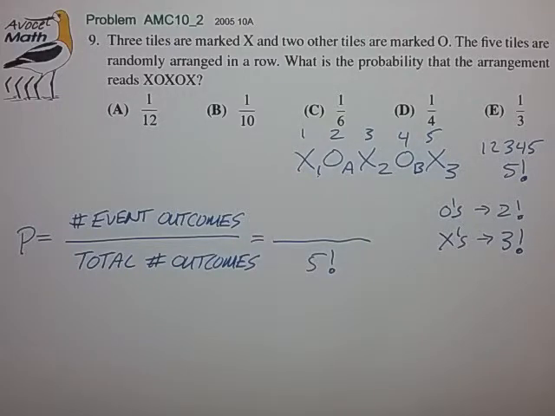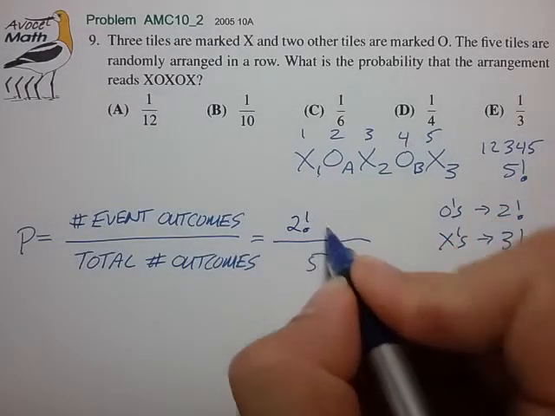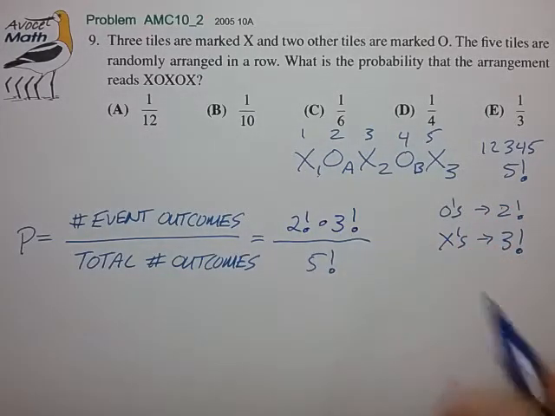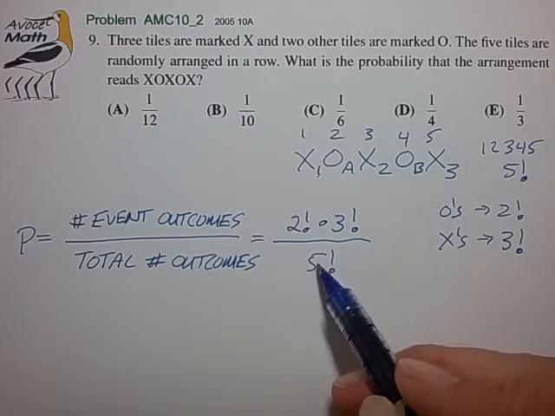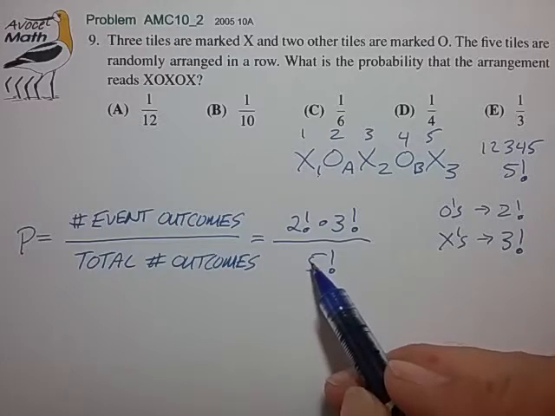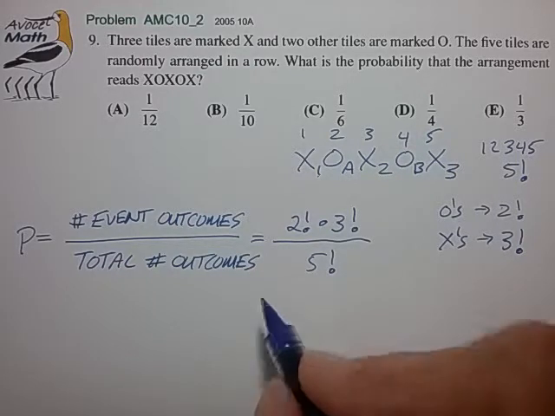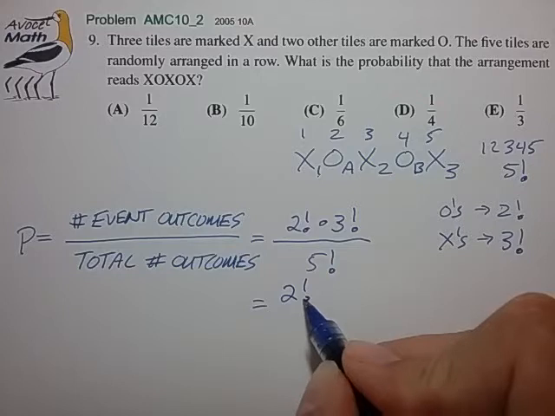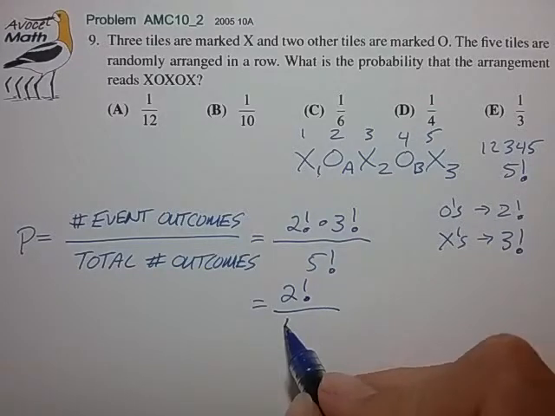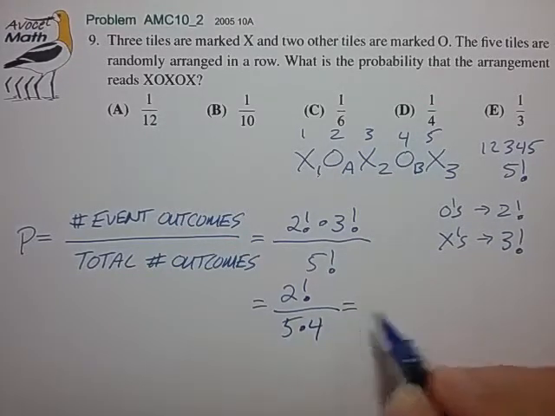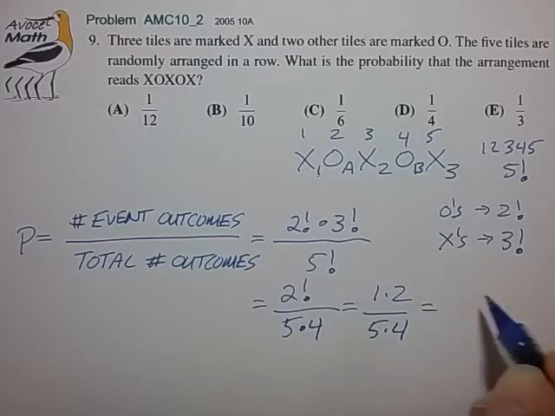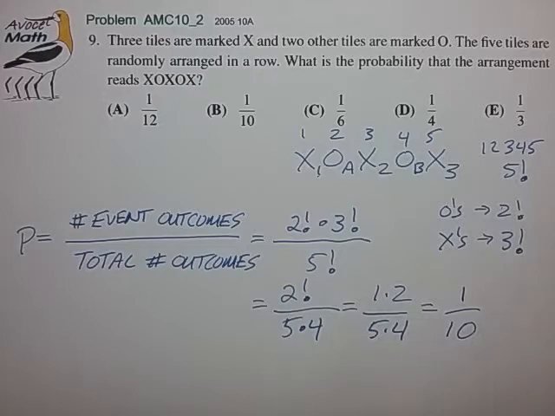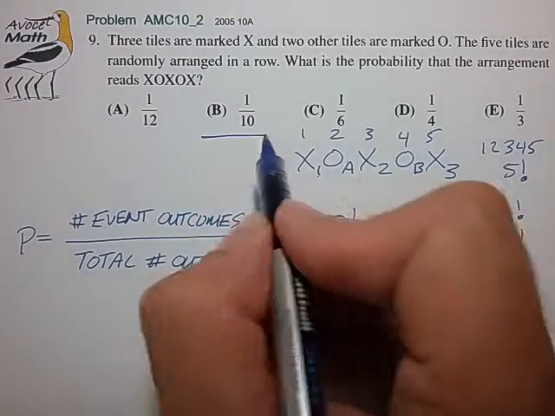We compute the total number of ways that the X's and O's can be arranged as the product of 2 factorial times 3 factorial. And then we can use some simple factorial algebra to recognize that 5 factorial is basically 5 times 4 times 3 factorial, and this simplifies to 2 factorial divided by 5 times 4, or 1 times 2 divided by 5 times 4, which reduces to 1 over 10, and that is choice B.